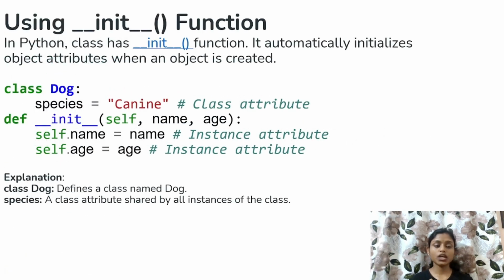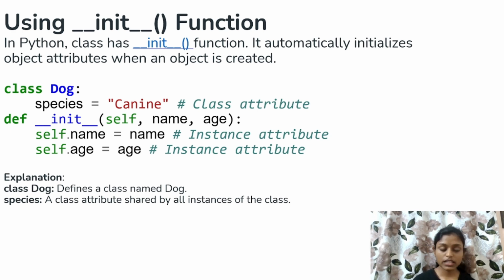And next, using the init function. In Python, a class has an init function. It automatically initializes the object's attributes when the object is created. Let us see. Here I also created a class named dog, and species equals canine. That is a class attribute, which is also called a variable. And here I also created a method. We already discussed that a class must contain variables and methods. And here I created a method called init, also called a constructor.